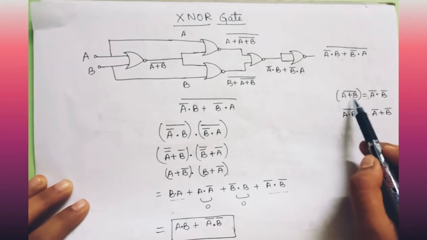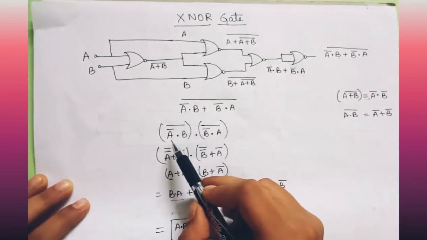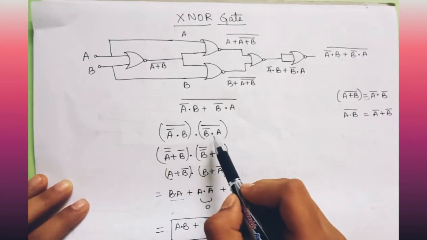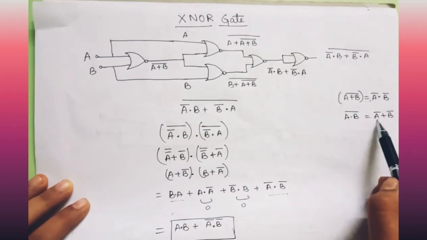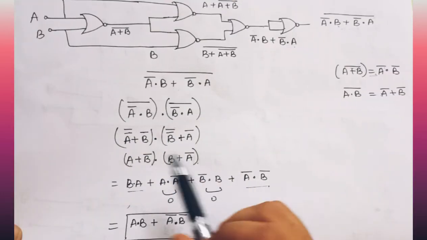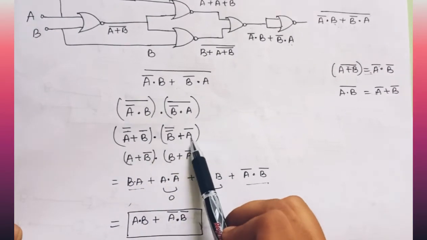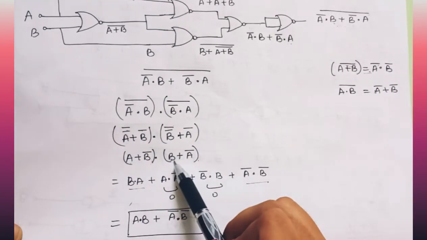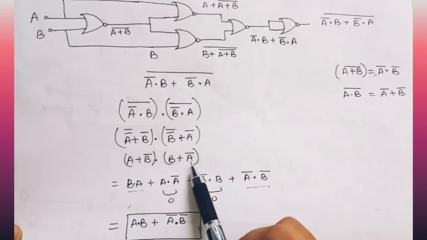We can write (A plus B) whole bar as A bar into B bar. We'll apply this here. So this equation becomes (A bar into B) whole bar into (B bar into A) whole bar. Now we can write (A into B) whole bar as A bar plus B bar. So we'll apply this here. So the equation becomes (A double bar plus B bar) into (B double bar plus A bar). Now we can write A double bar as A and B double bar as B. So this equation becomes (A plus B bar) into (B plus A bar).